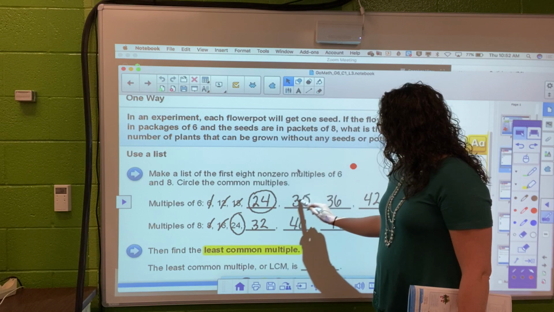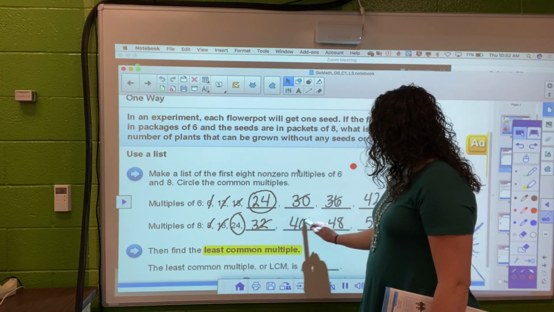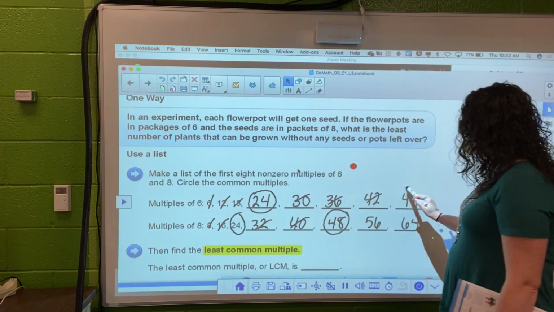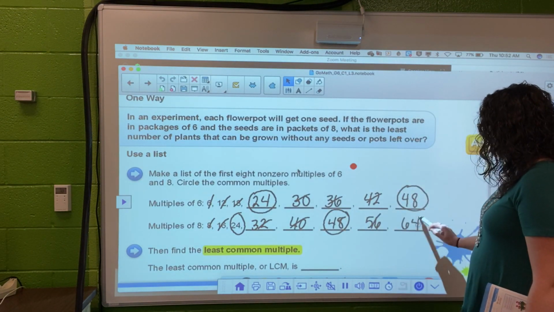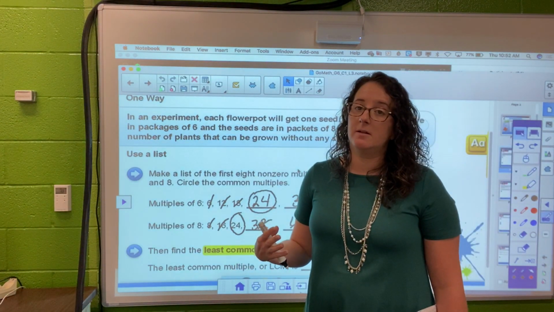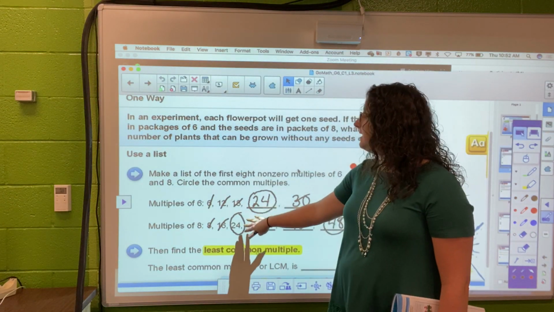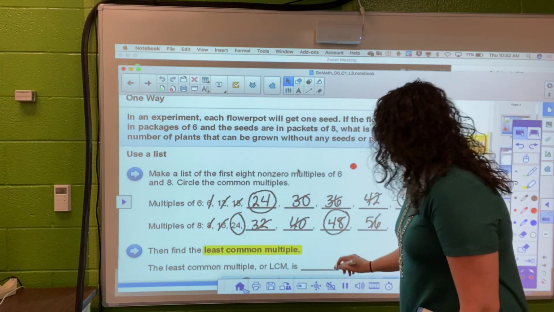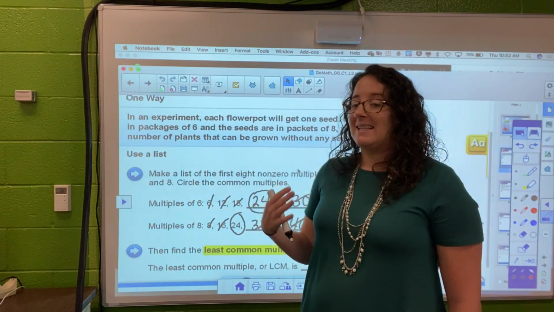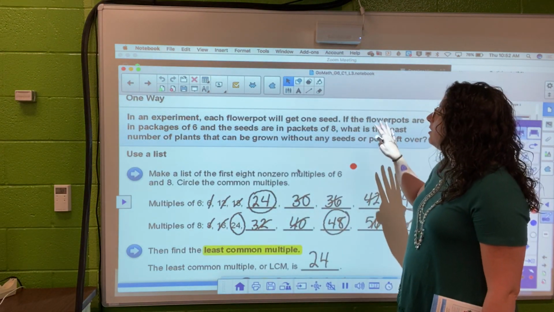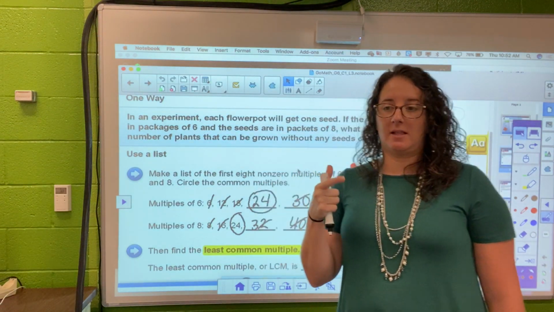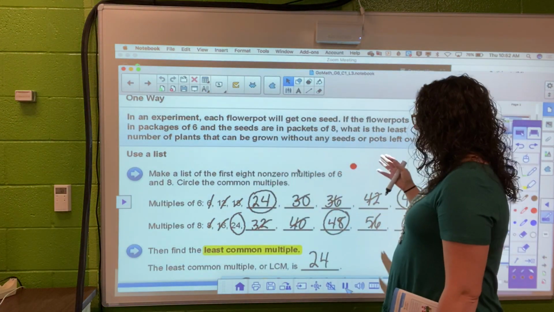If we keep going, there's no 30 or 32, no 36 or 40, no 42, 48 and 48, and no 56, no 64. So we have two multiples that they have in common, but the least common is 24. So the least common multiple is 24. So that tells us that they could grow 24 plants and not have any seeds or pots left over if they planted 24 of them.